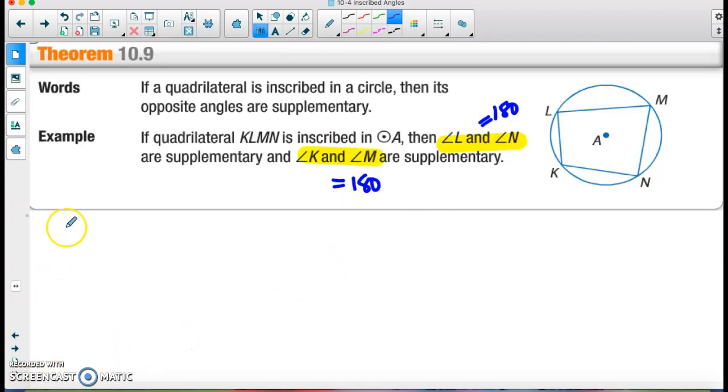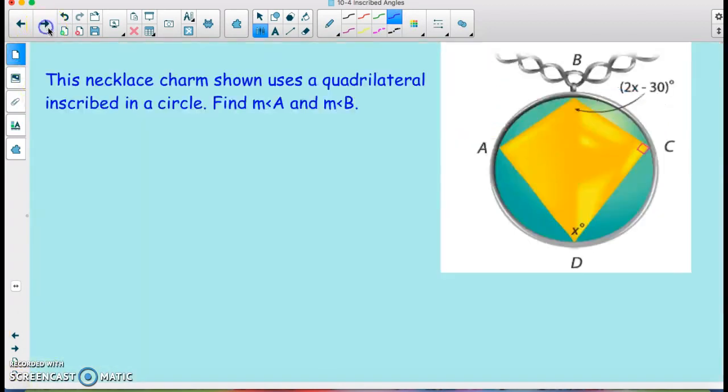So let's do an example with this one. This lovely necklace. This necklace charm shown uses a quadrilateral inscribed in a circle. Find angle A, angle B, and you know what? We might as well find angle D. So go ahead and pause the video, write this down. How would you set this up?